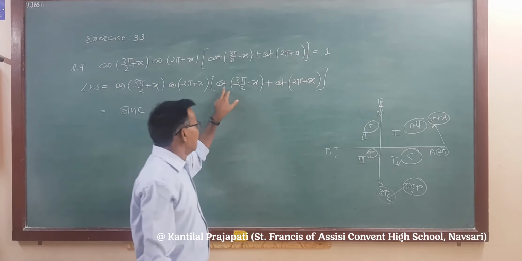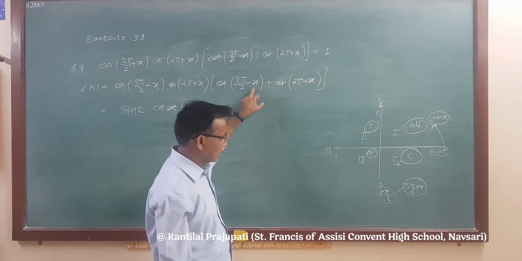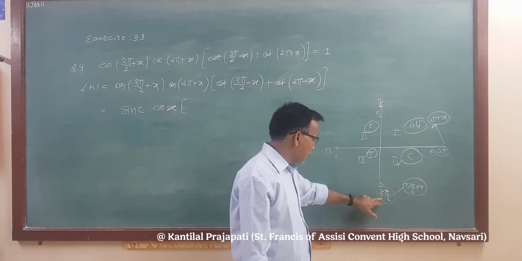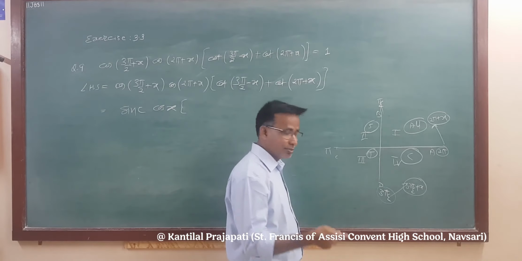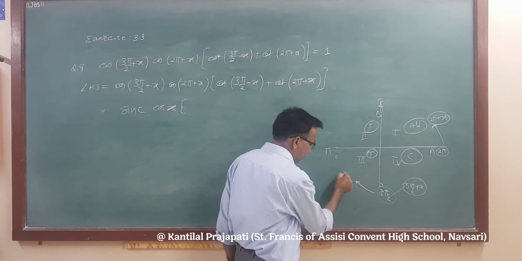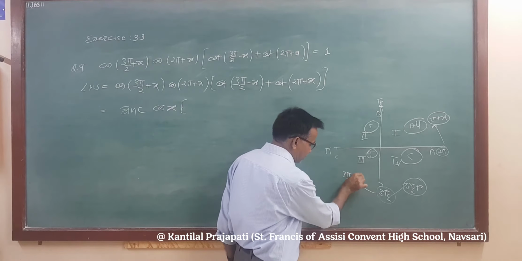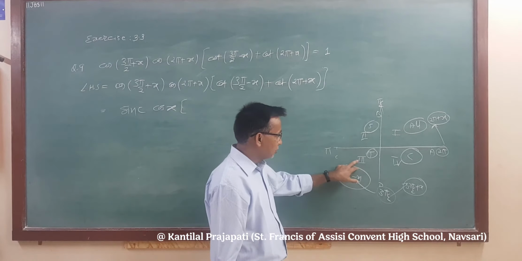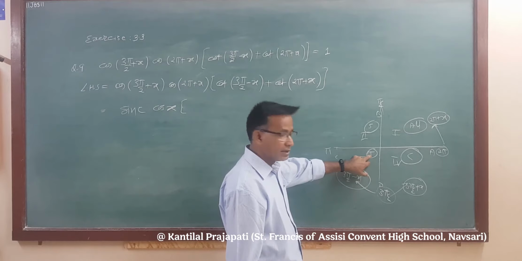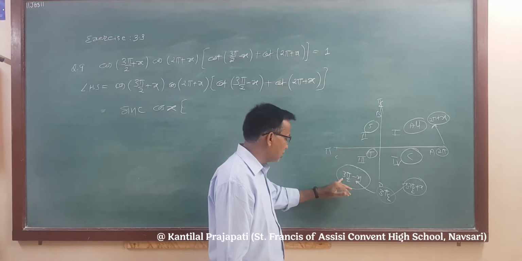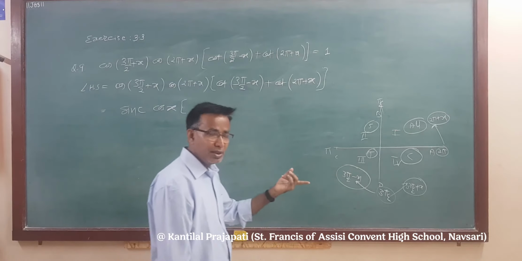Into, in bracket now, cot of 3 pi by 2 minus x. So again we come here to 3 pi by 2, and 3 pi by 2 minus x means we have to move in a clockwise direction. Minus sign here. 3 pi by 2 minus x must be here. In which quadrant? Third quadrant. In the third quadrant tan is positive and its reciprocal, that is cot, is positive, remaining all are negative. Also at 3 pi by 2 the function will be changed.